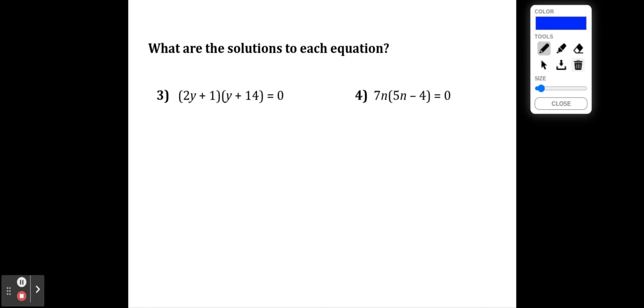So that's how you use the zero product property to help you solve equations.